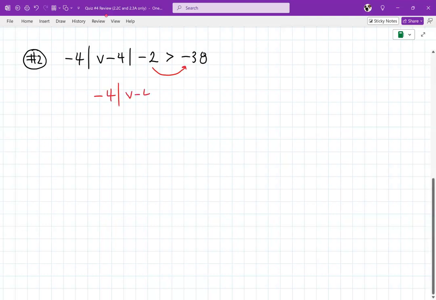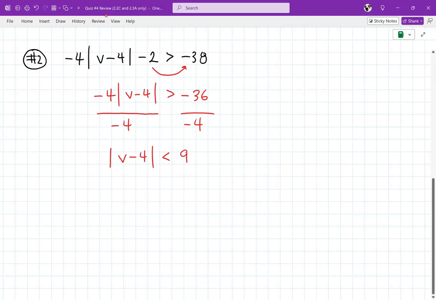Absolute value of v minus 4 is greater than -36. Notice the absolute value is still not isolated. I need to get rid of that -4 in the very front. So that -4 is multiplying, so what I need to do is divide on both sides. Okay, so I'm going to divide both sides by -4. But if I divide both sides of an inequality by a negative number, what am I supposed to do? I'm going to switch the inequality, right? So absolute value of v minus 4 is less than 9.